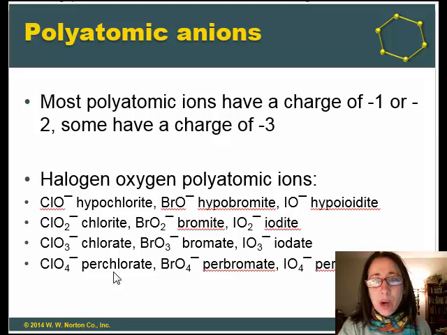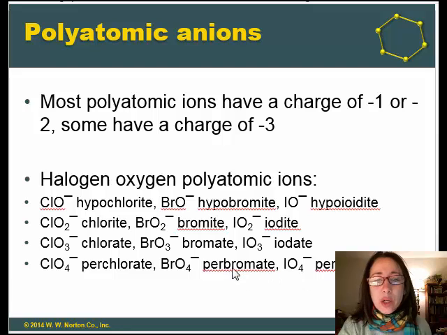The other halo-oxygen polyatomic ions are not listed, but they follow the same format. So BrO minus is hypobromite, and IO minus is hypoiodite. BrO2 minus is bromite, IO2 minus is iodite. BrO3 minus is bromate, and IO3 minus is iodate. And BrO4 minus is perbromate, and IO4 minus is periodate.